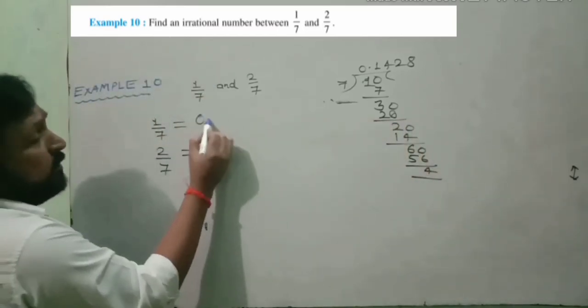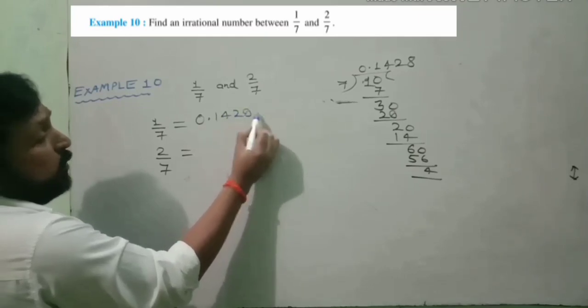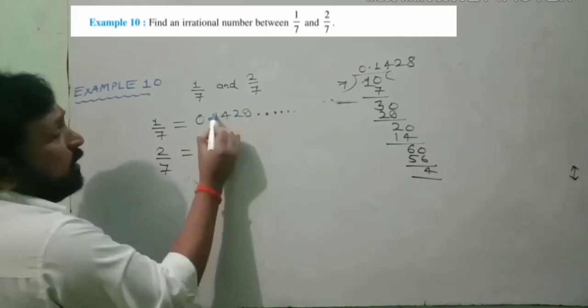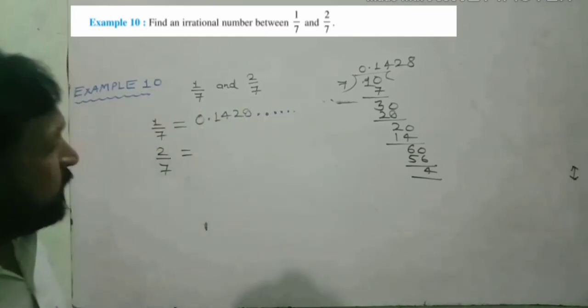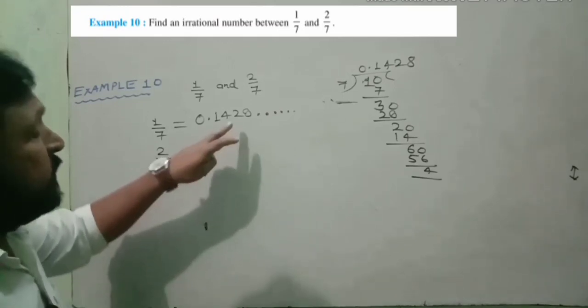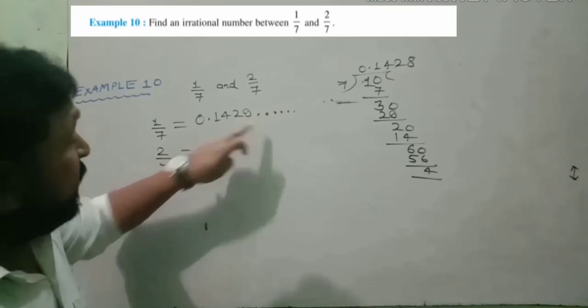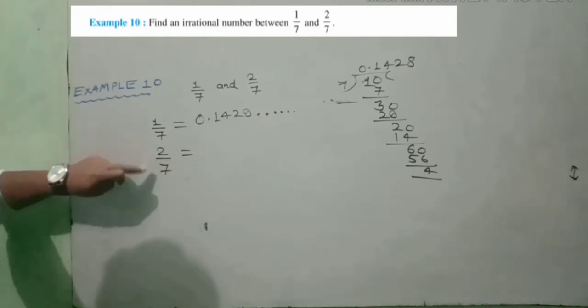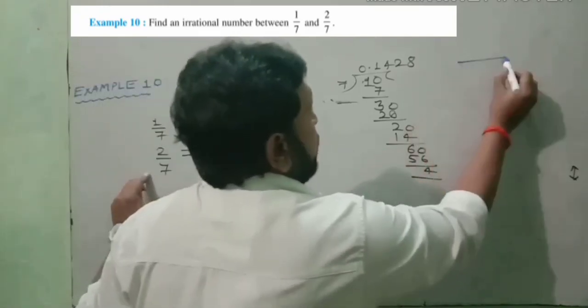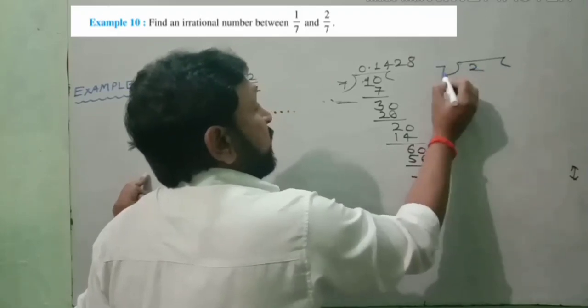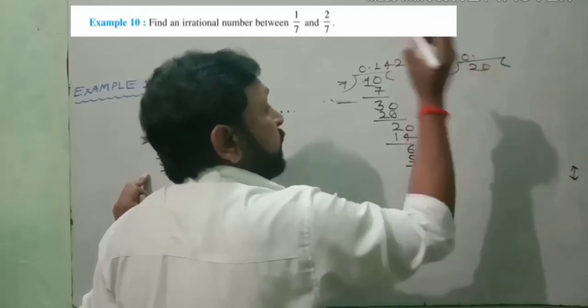So we can say 0.1428 dot. For solving these kinds of questions, just find the decimal expansion up to 3 to 4 places. Our question will get solved. In the same way, we have to find 2 upon 7 also. Let's do it. 2 divided by 7 again.